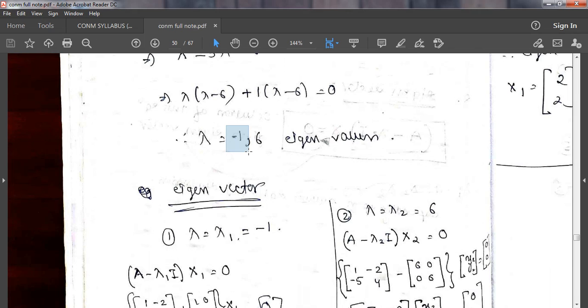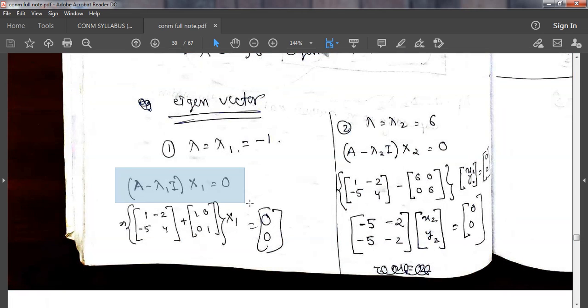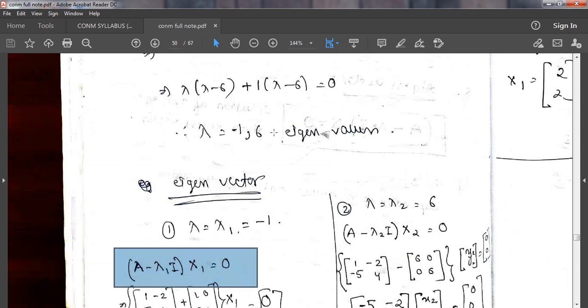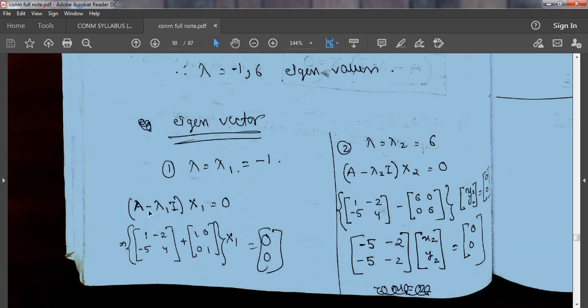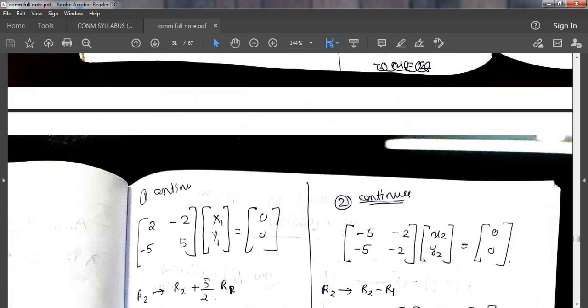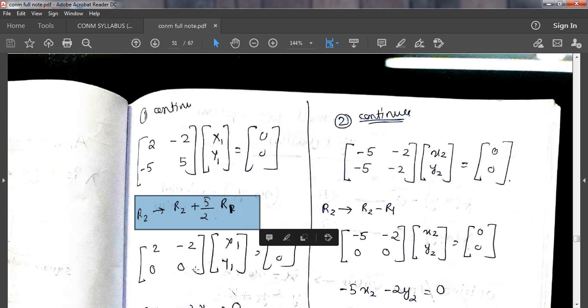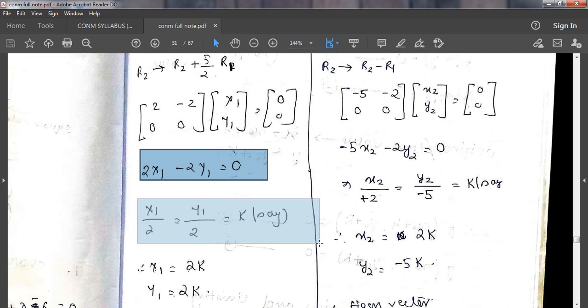Let me assume that I am taking lambda equals minus 1. Let me just consider the left hand side. You have your characteristic equation. In place of lambda, you put your lambda 1 value which you have already calculated. It was minus lambda, it is minus 1, so it became plus. We did the row transformation in order to find a relationship between x and y. Once we have such a relationship between x and y, you see it is just k times the values.